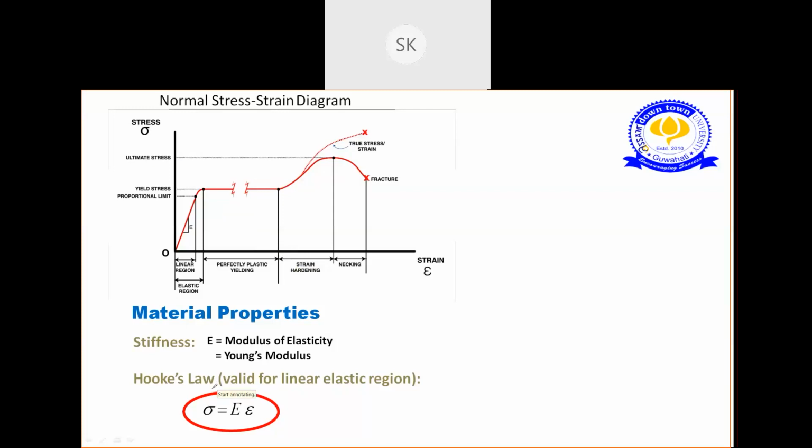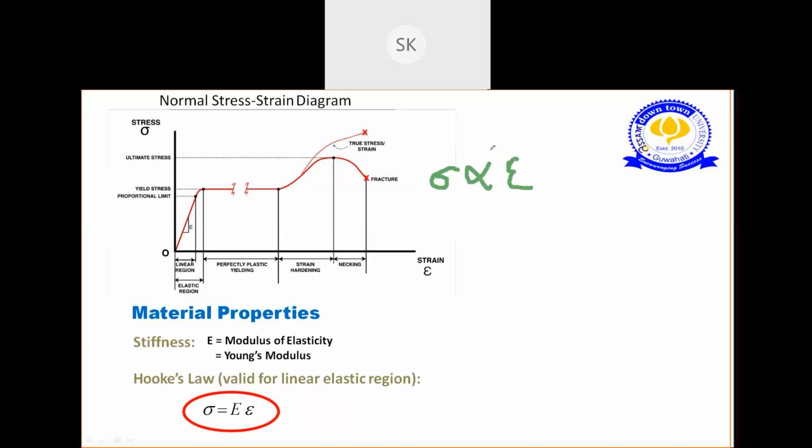So Hooke's law is what? Nothing but your stress is directly proportional to your strain. When you remove this directly proportional, it is replaced by a constant. Sorry, this was E, let me remove it. Your stress is represented by sigma, right? Stress is directly proportional to epsilon, which is strain. In this region of our curve, stress is directly proportional to strain.